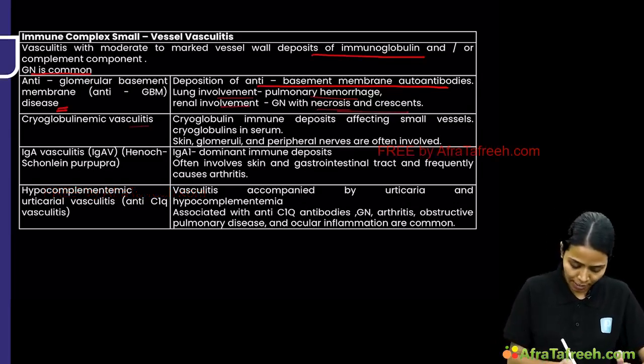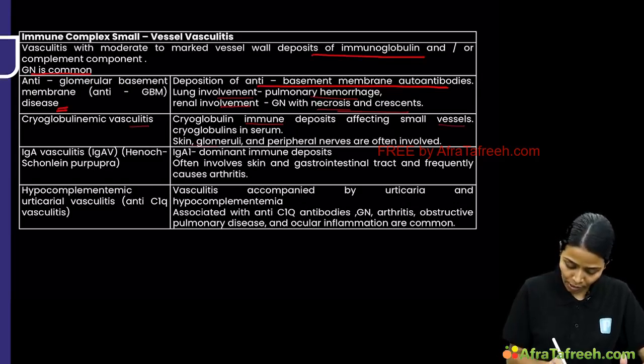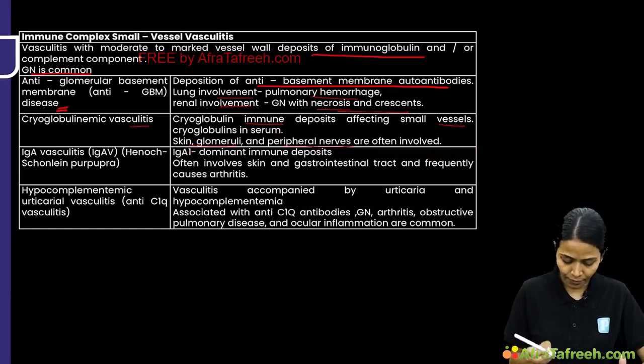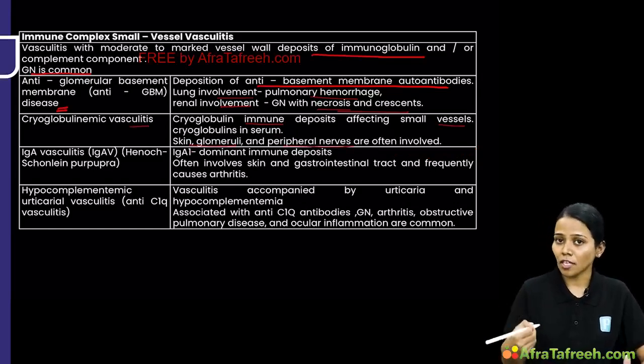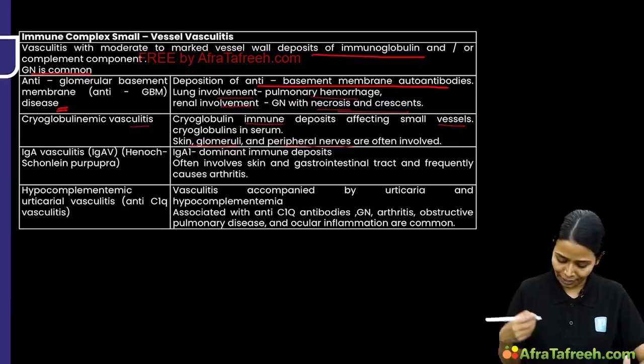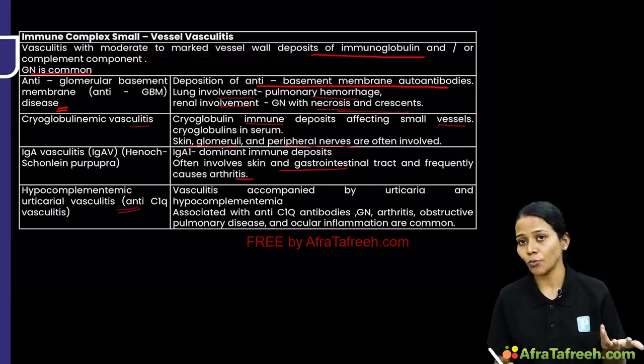Second is cryoglobulinemic vasculitis, where you see cryoglobulin deposits in the small vessels. The structures involved are skin, glomeruli, and peripheral nerves. In IgA vasculitis, we are going to see IgA deposits. The structures involved are skin, joint, kidney, and gut. And then hypocomplementemic urticarial vasculitis, or anti-C1q vasculitis.